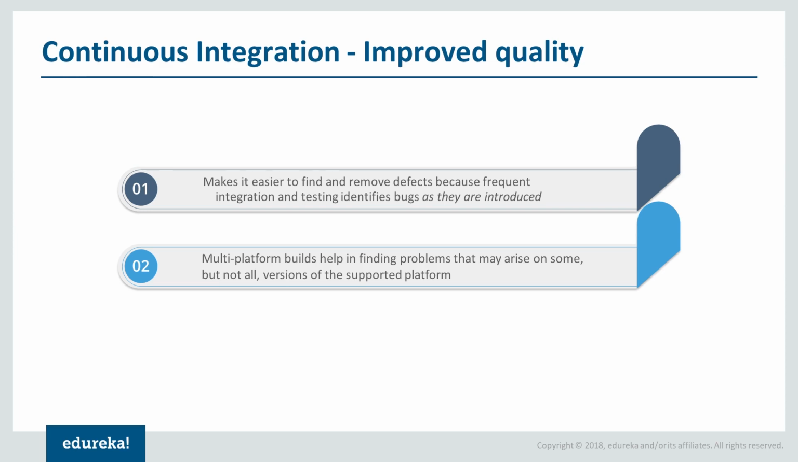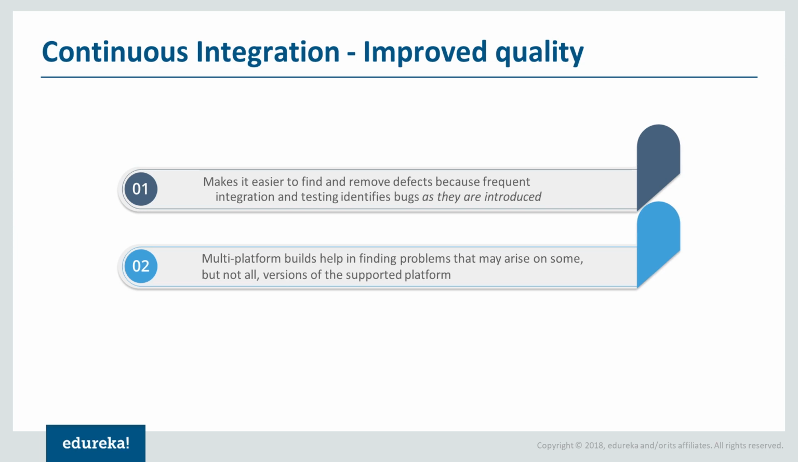And the second important point is that multi-platform builds help in finding problems that may arise on some, but not all, versions of the supported platform. So since you have Jenkins as a CI tool, and let's say you can integrate Jenkins with Selenium, just one example to provide. Selenium as a tool, as you know, helps you in testing your single code base on multiple platforms and multiple browsers. So it helps you in identifying bugs which might not be there on one platform, but might be there on the other platform. For example, if you have a web application, it might be running absolutely fine on a Chrome browser, but it might give you a problem on a Mozilla browser, or vice versa.